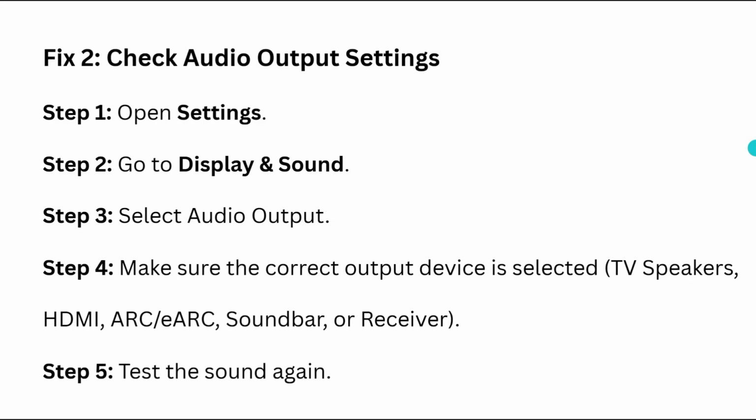Fix 2. Check audio output settings. First open settings, now go to the display and sound section. From there select audio output and make sure the correct output device is selected: TV speakers, HDMI, ARC/eARC, soundbar or receiver. Then test the sound again.